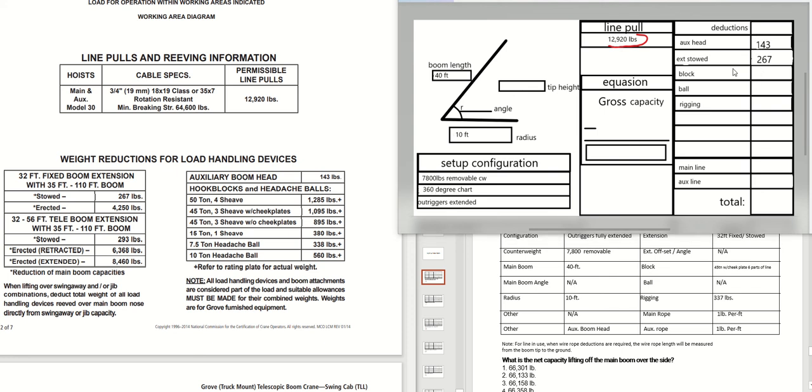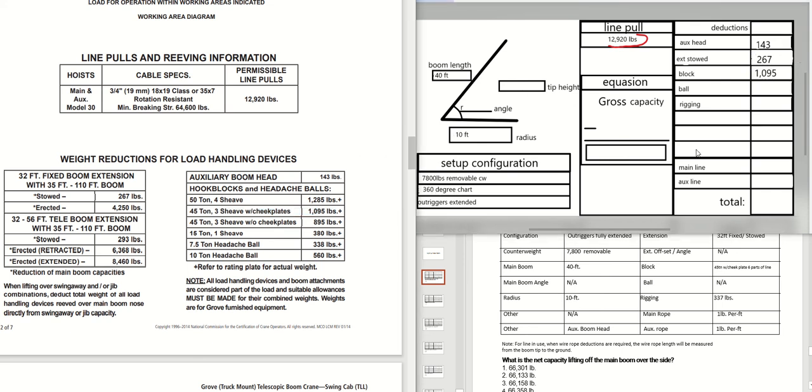So now we're going to move on to our block. We have the 45-ton block with cheek plates, I believe. Yeah, with cheek plates, 6 parts of line. 45-ton with cheek plates, 6 parts of line. That will be a deduction or an addition under our deductions of 1,095 pounds.